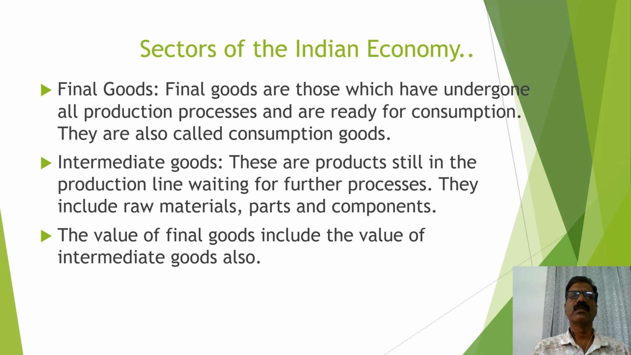What are final goods? Final goods are those which have undergone all production processes and are ready for consumption. They are also called consumption goods. What are intermediate goods? Intermediate goods are products still in the production line waiting for further production processes. They include raw materials, parts, and components. The value of final goods include the value of intermediate goods also.